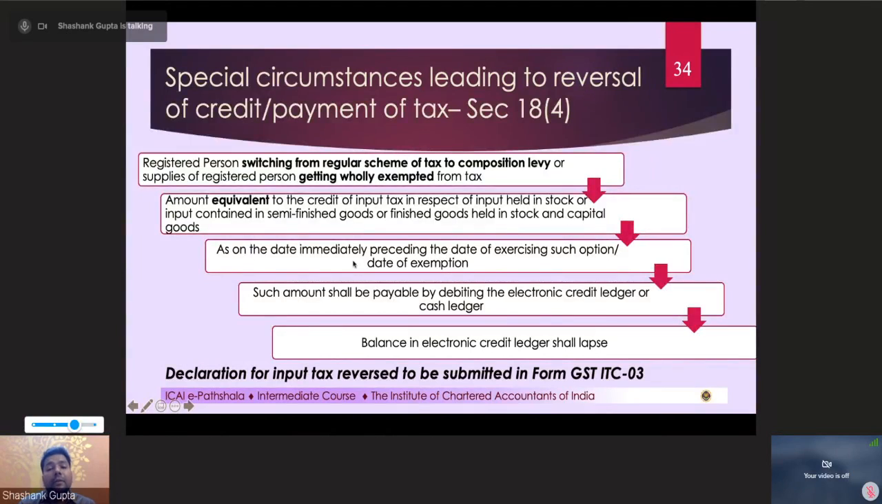And if the amount available in the electronic credit ledger is lower than the amount that is required to be reversed, then the balance has to be paid from the cash ledger. Or if the amount available in the electronic credit ledger is higher than the amount that is required to be reversed, then the entire amount available in the electronic credit ledger shall lapse. And for this, a declaration has to be furnished in form GST ITC-03.